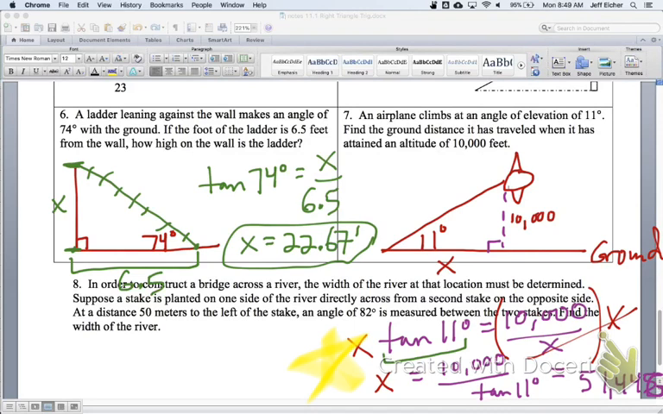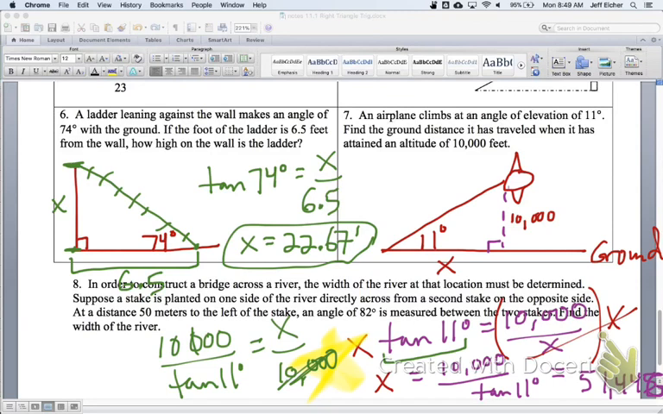Now you could have used cotangent 11, but there's really no cotangent button on your calculator. You would just, on your calculator, do 1 divided by tangent 11 would equal x over 10,000. And that would work. I don't find many students who like to do it that way. But visually you can see if you multiply both sides by 10,000, then you would just have 10,000 over tangent 11. So you could set it up as a cotangent, just there's no cot button on the calculator. You'd have to know that it's the reciprocal, 1 over tangent.